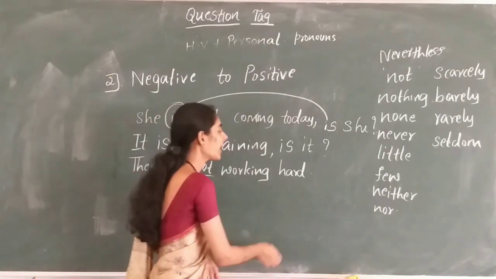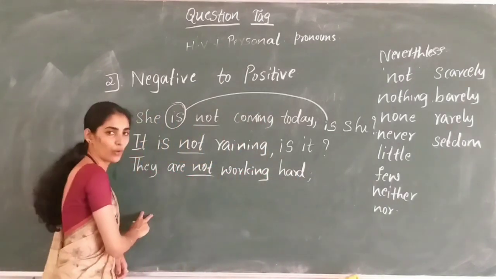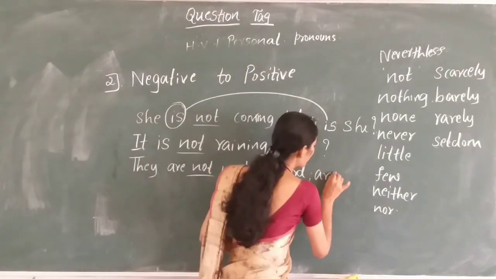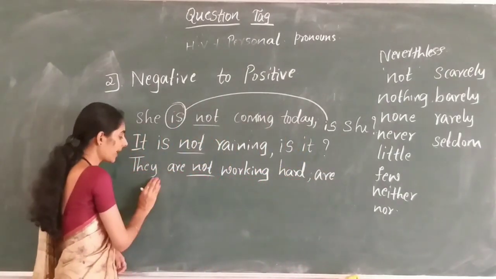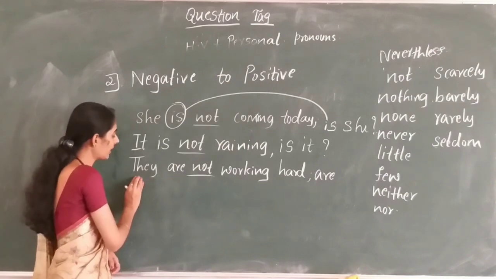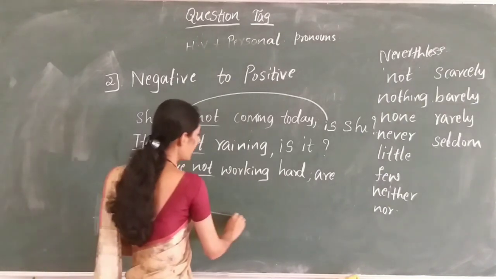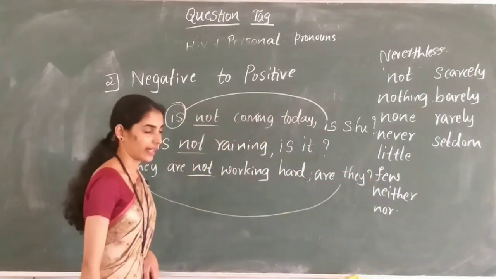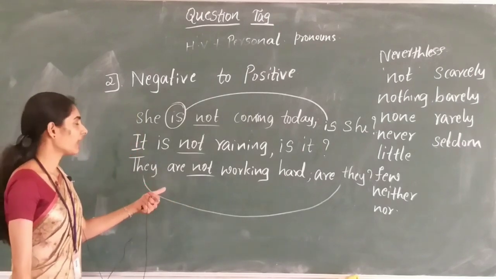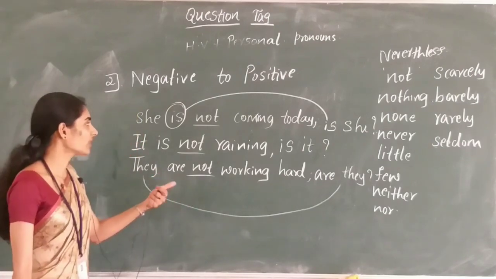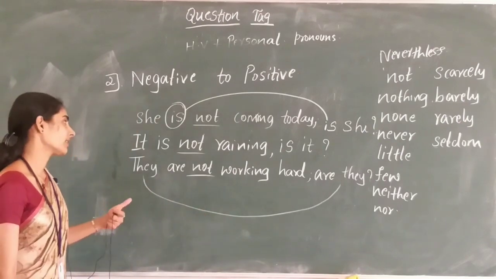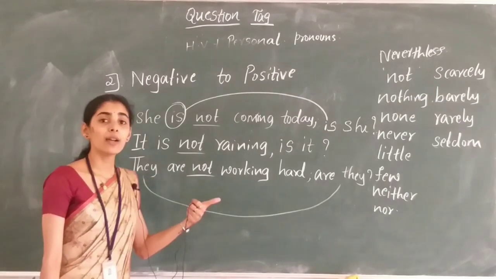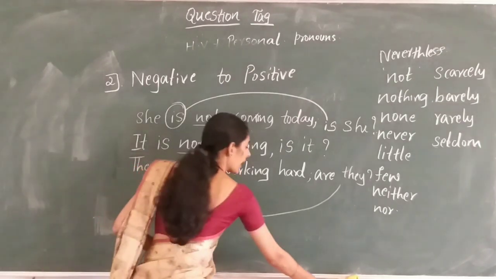Now look at the last statement. They are not working hard. So is there a helping verb? Yes. Be form verb, that is are. So write the same helping verb here, are, and then take the same personal pronoun which is there in the position of subject. Are they? So this is how we frame or add question tag to negative sentences. So remember, if the statement or the sentence is negative, then the tag must be positive. So let me give you some more examples.